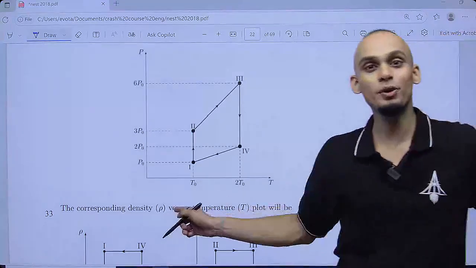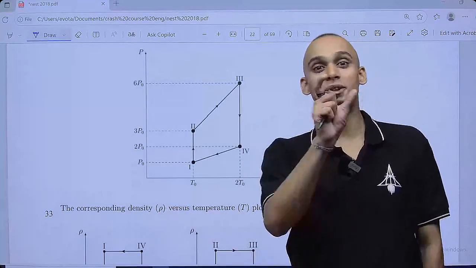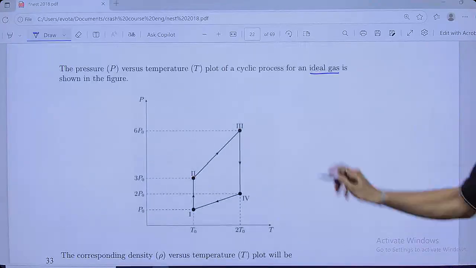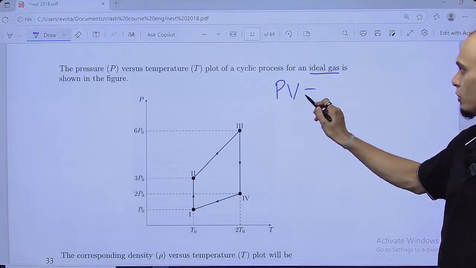First of all, how do we get density versus temperature? We need to relate those two quantities first. It's an ideal gas. For an ideal gas, we know that PV is equal to nRT.